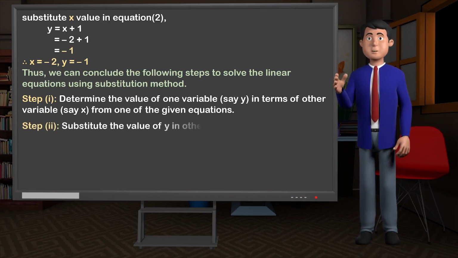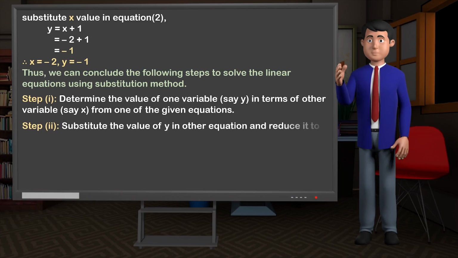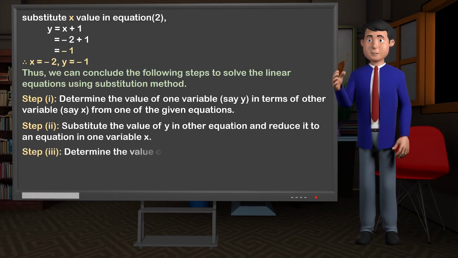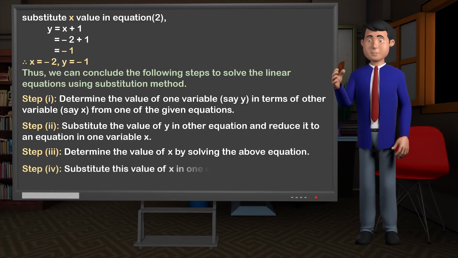Substitute the value of y in other equation and reduce it to an equation in one variable x. Step 3. Determine the value of x by solving the above equation. Step 4. Substitute this value of x in one of the given equations to obtain the value of y.